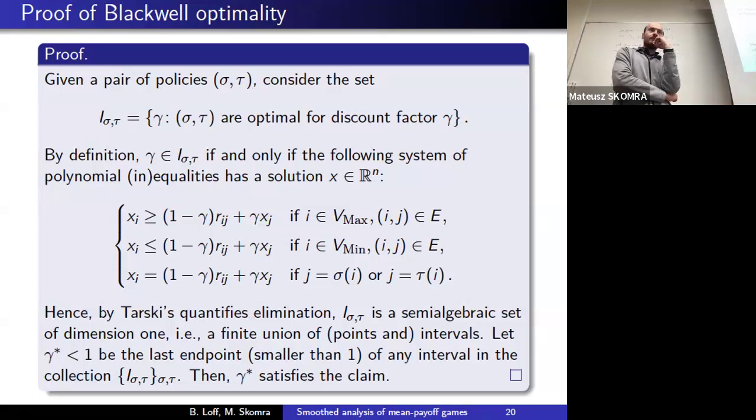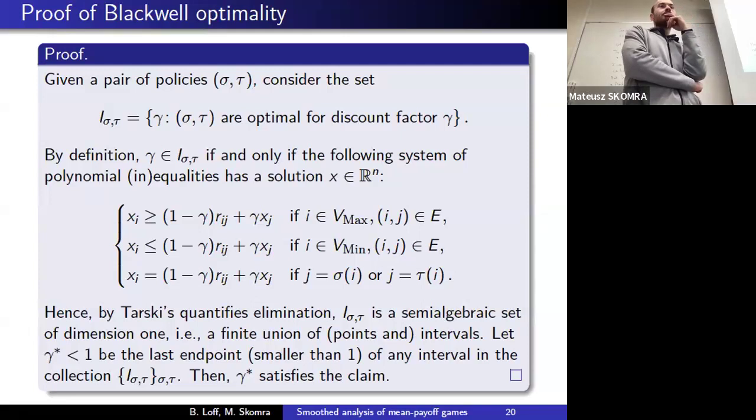What I don't understand is why the last, because every number between 0 and 1 has to be in one of these semi-algebraic sets. Oh, I see. Yeah, because for every gamma, you have a pair of optimal policies. Very good. And now let's take the last endpoint. You mean you've broken it down, you put some markers there, you pick the last marker before one.